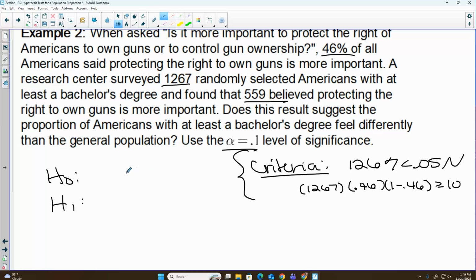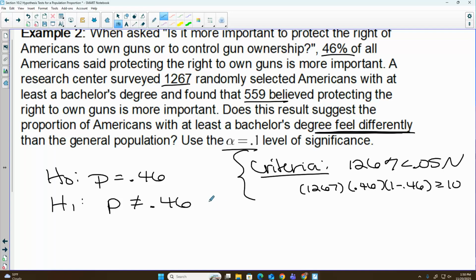Right. My null hypothesis would be what? Null is always equal to. Right. My alternative hypothesis. So alternative, we are testing either not equal, greater than, or less than. We have to look back at the problem. So it tells us, we want to know if they feel differently. Not equal. Okay. So do you guys want to do this one on our calculator?